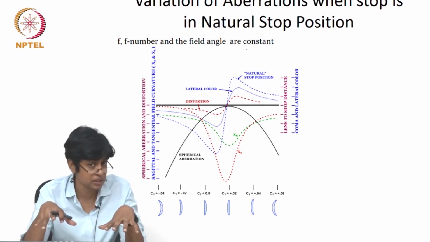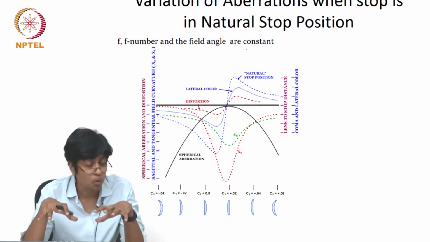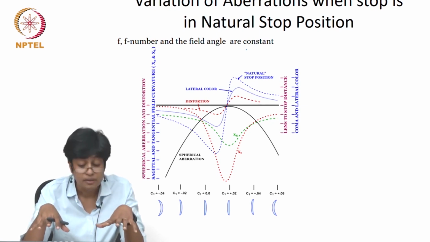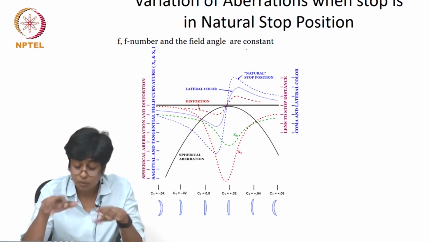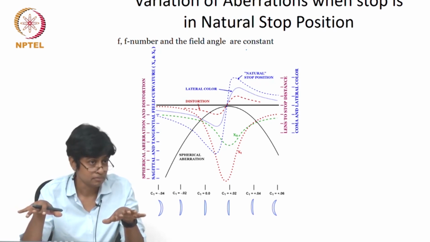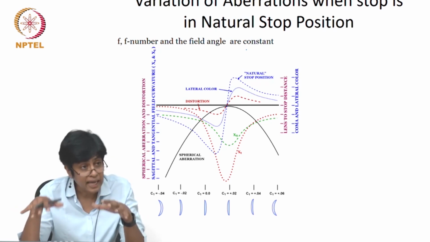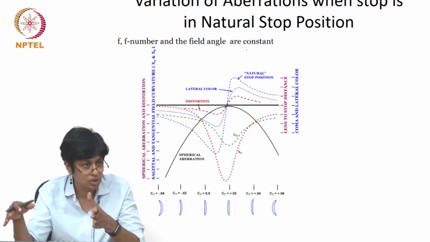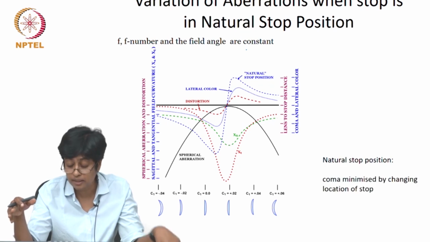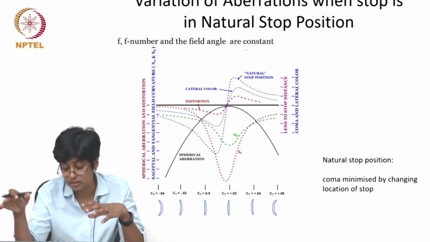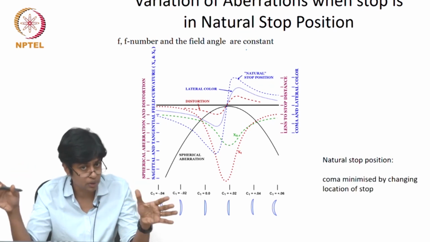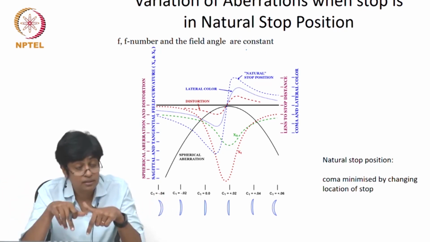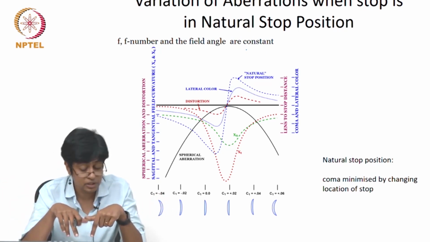There's a lot of information in this graph. Okay, so let's try to look at what all these lines mean. First point to note is we haven't plotted coma here because we are looking at the case when the aperture stop is in the natural stop position. In other words, we are saying coma has been minimized. So there's no need to plot it. But every other aberration is plotted here.